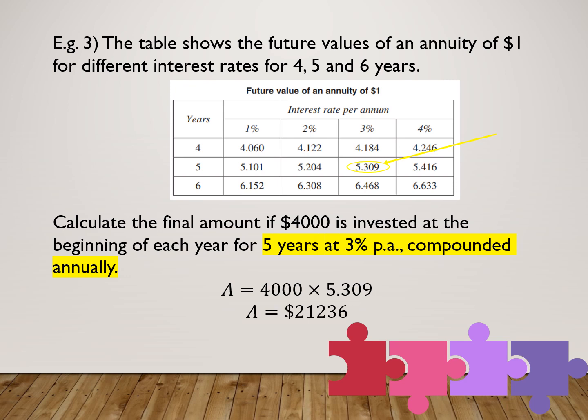So 5 years for 4,000, we do 4,000 times 5.309, and we get 21,236.